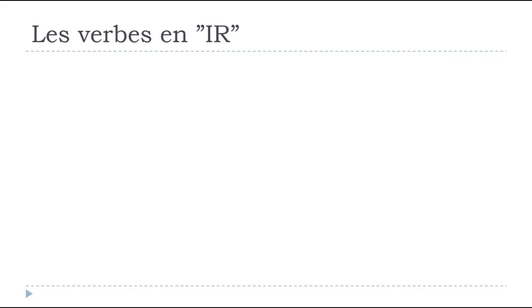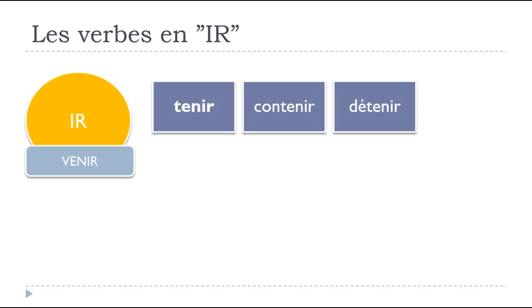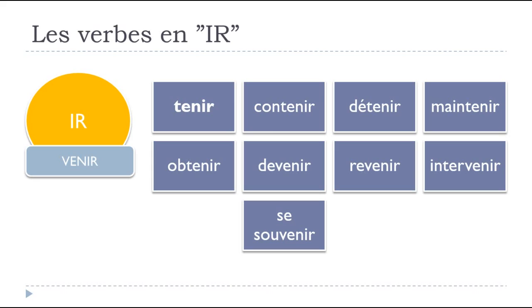And so let's see now the verbs that will actually be conjugated like venir, and we're talking about tenir, contenir, détenir, maintenir, obtenir, devenir, revenir, intervenir, se souvenir, and few others. Okay, so tenir, contenir, détenir, maintenir, obtenir, devenir, revenir, intervenir, se souvenir. So let's see now the translations.